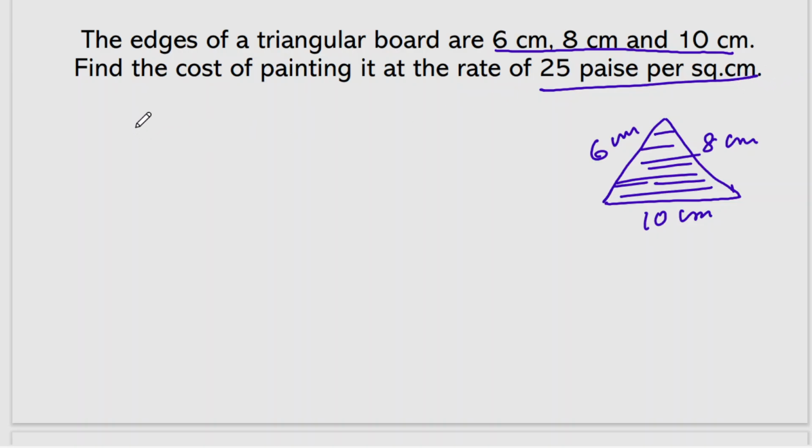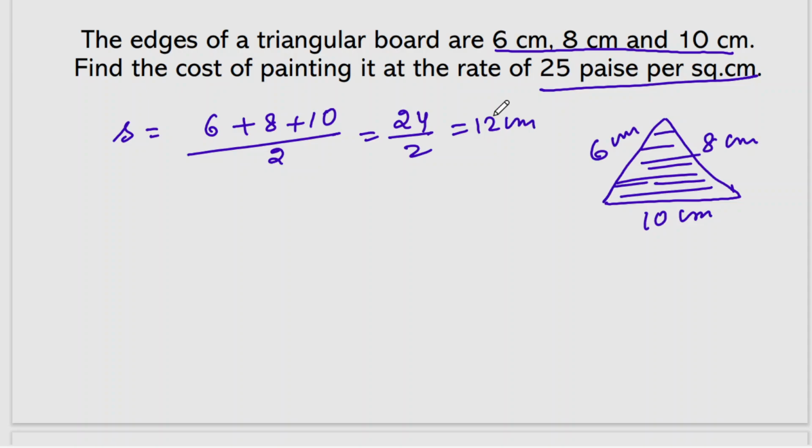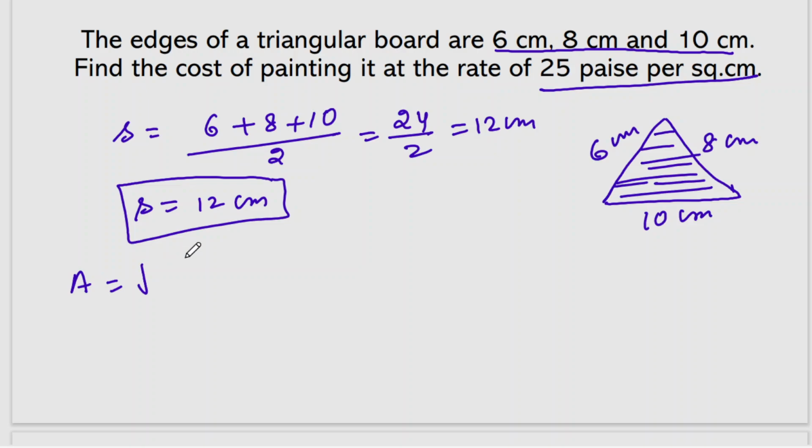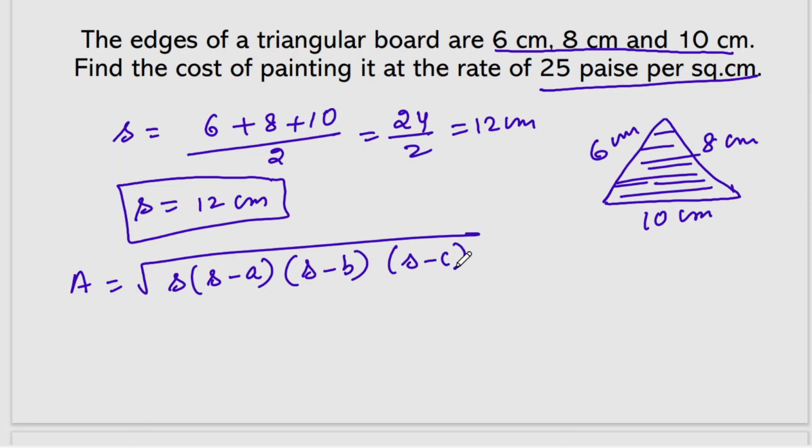So first we'll find the semi perimeter. What is semi perimeter? 6 plus 8 plus 10 divided by 2. So it is 24 by 2, that is 12 centimeter. So we have got semi perimeter as 12 centimeter. Now we will be using it for finding area. So area equal to under root s, s minus a, s minus b, and s minus c.